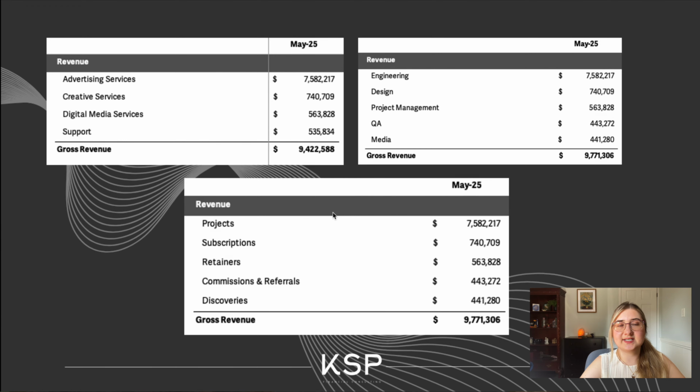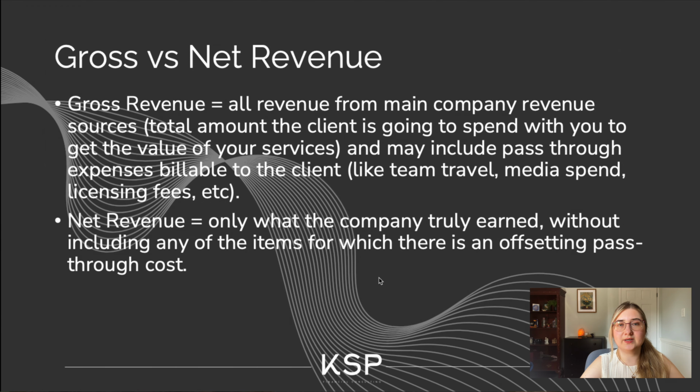Next, let's dive into discussing what is gross revenue and what is net revenue and how are they different from each other. So gross revenue is all of the revenue that your company earned. Basically, it's everything that the client is going to spend with you for all of the services that you provide. Gross revenue may include even the pass-through expenses that are billable to the client. And those things are usually things like media spend or licensing fees or travel billable back to the client.